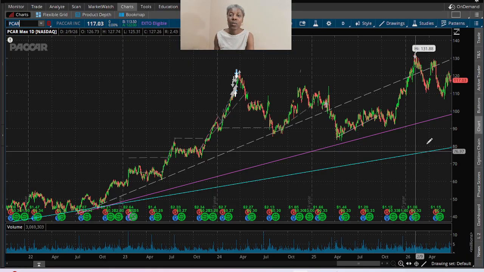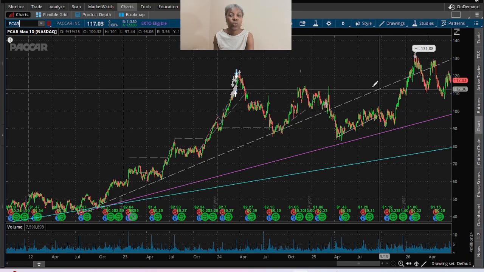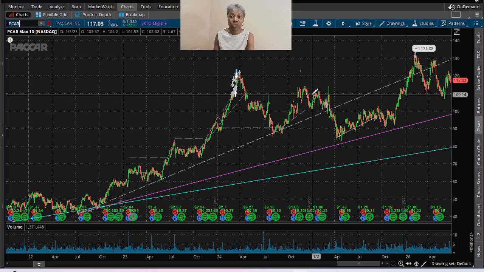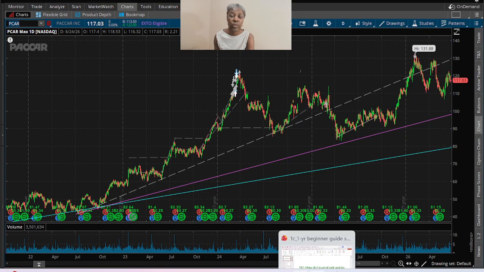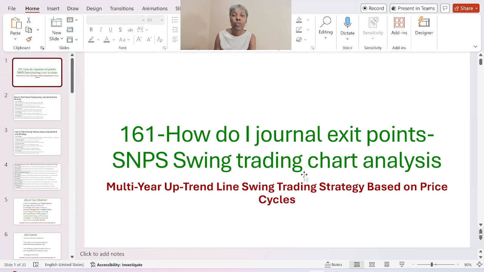But that is the way I journal, and I found it very useful for my swing trading strategy to keep improving the way I'm swing trading. When it comes to the way you swing trade, how do you journal your exit point?